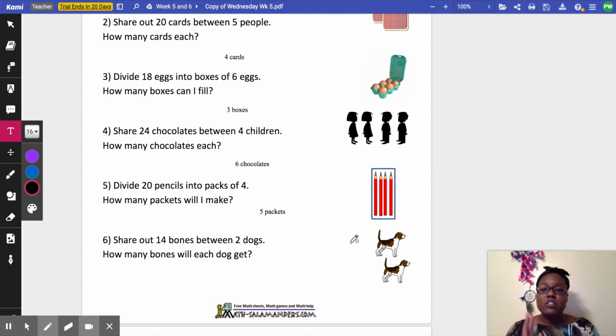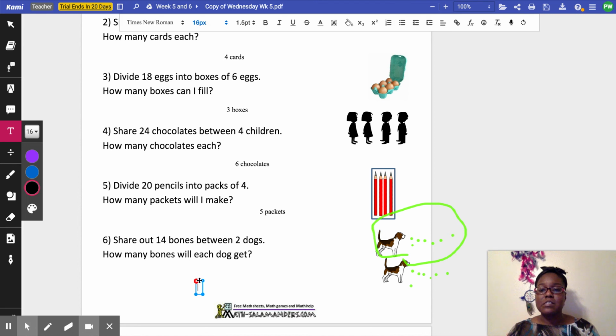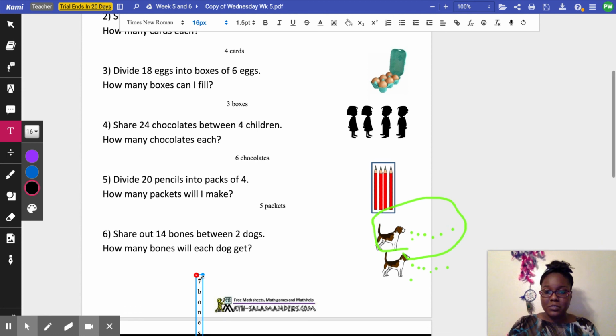So if you don't know what 2 numbers added together gives you 14, the same 2 numbers, you can also put 1 bone on each dog until you get to 14. So 1, 2, 3, up to 14. And then you can count how many dots you had on each dog. 1, 2, 3, 4, 5, 6, 7. So I also know 7 plus 7 is 14. So my answer on here is 7 bones.